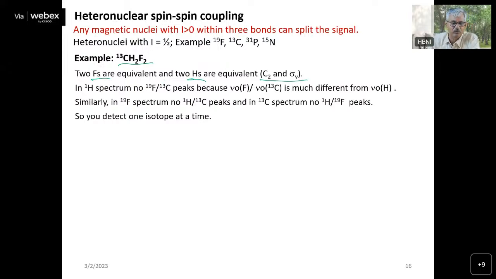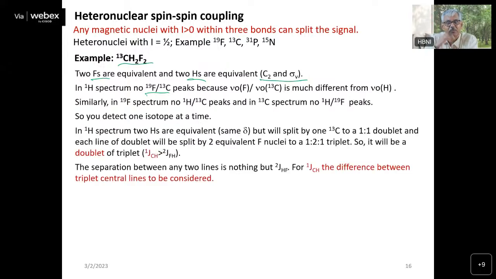So what you will see in the 1H spectrum, you will not see that fluorine and carbon peaks are coming. You will see in the proton spectrum only proton, no fluorine, because fluorine and carbon have totally different resonance frequency from the proton because they have different gyromagnetic ratio. Similarly, in case of fluorine NMR, you will not see proton and carbon, and similarly for carbon you will not see hydrogen and fluorine. That means you detect one isotope at a time.